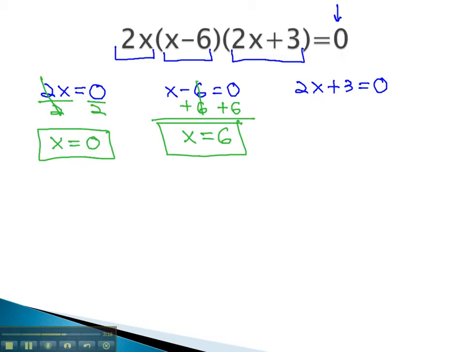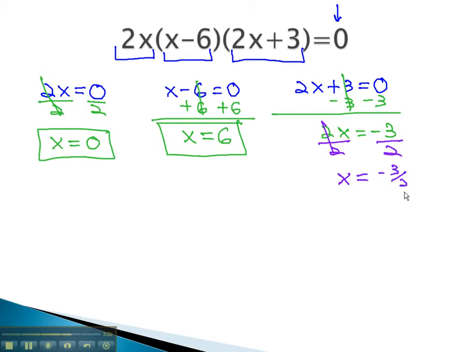To solve the third factor, we start by subtracting 3 to give us 2x equals -3. Finally, dividing by 2 gives us our final possible solution for x of -3/2. When x is -3/2, the last factor is 0, and 0 multiplied by the others would always be 0.